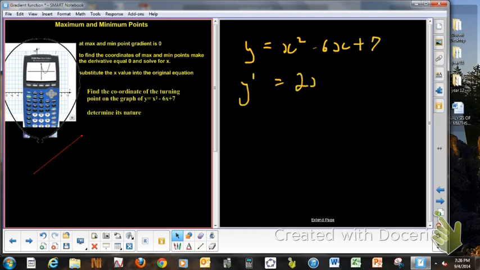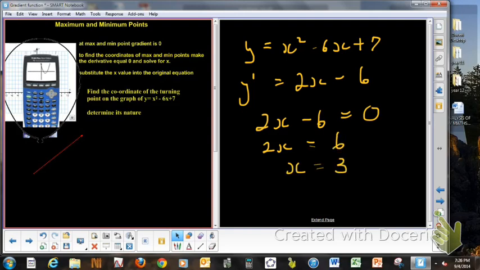And so we get 2x minus 6 as the differentiated expression. And then to find the actual coordinate, we simply make the gradient function equal 0, and we solve for x, which gives us 3. So that's the x-coordinate. If you're looking at your minimum point on your graph, that's your x-coordinate. Obviously, there's a y value as well that we have to find.